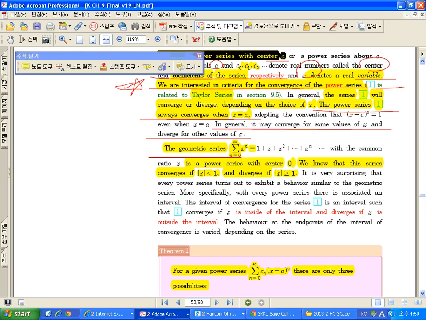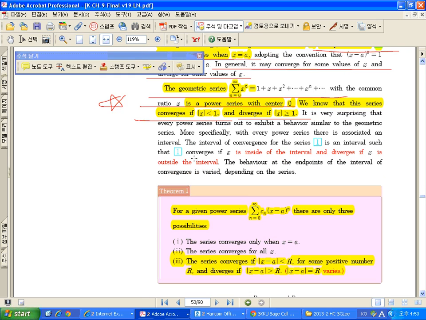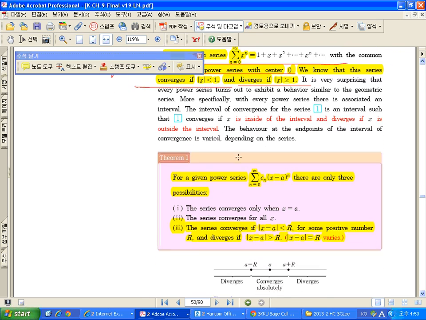For example, the geometric series is a power series with center 0. And we know this series converges if the absolute value of x is less than 1, and it diverges if the absolute value of x is bigger than or equal to 1. That's the typical example of a power series.